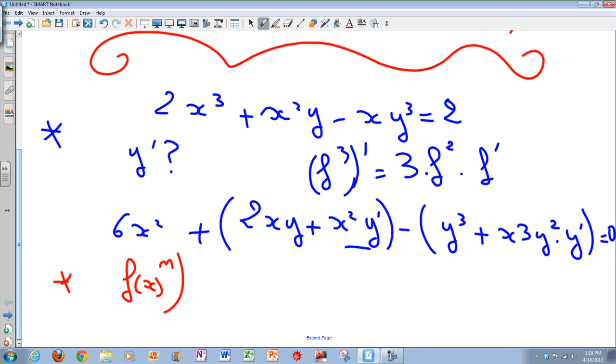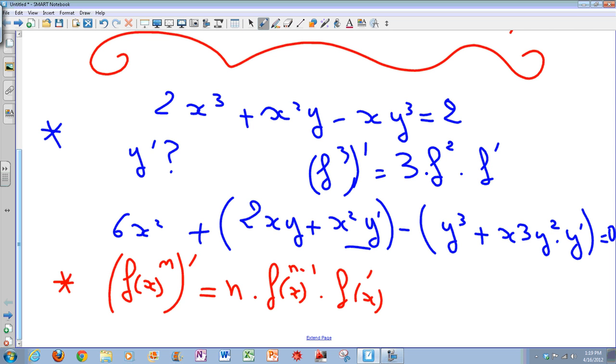Well, anyway, this is your problem. Yes, we saw it. So it's n f of x to the n minus 1 times f of x prime. Yeah. This is the rule.